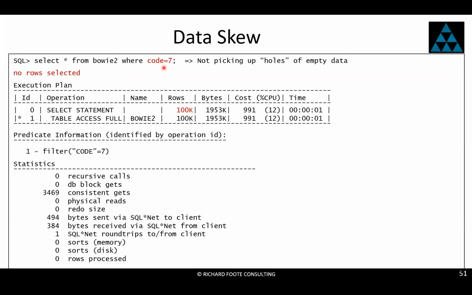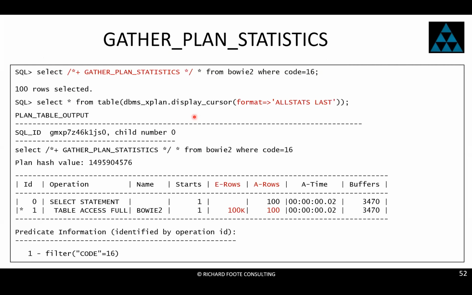Now, here I've got a hole in my data. I've only got 2, 4, 6, 8. So there is actually no value 7, and 7 is within my range. So again, it's getting things hopelessly wrong. It thinks it's getting 100,000 rows because 7 is within my minimum and my maximum range. There's nothing for it to think, why wouldn't there be 7s? The stats would suggest you're going to get 100,000 rows.